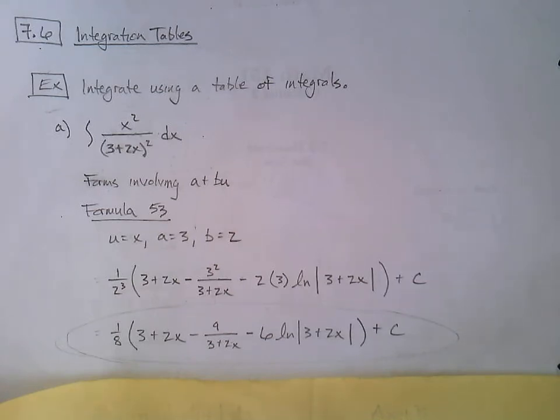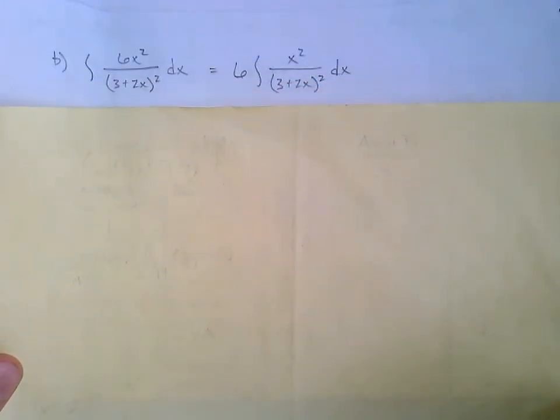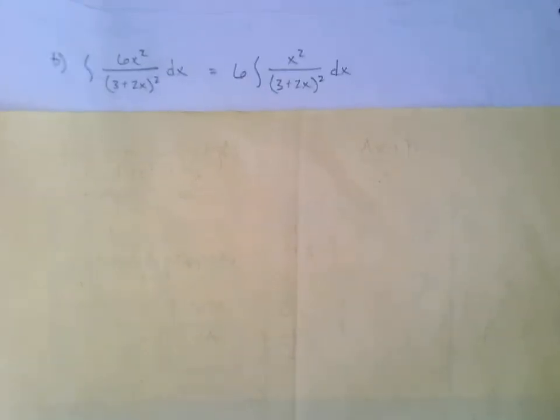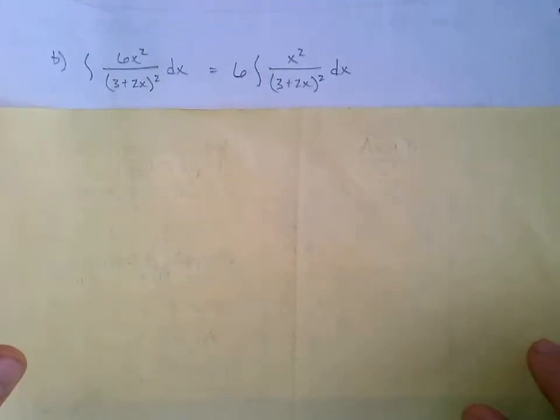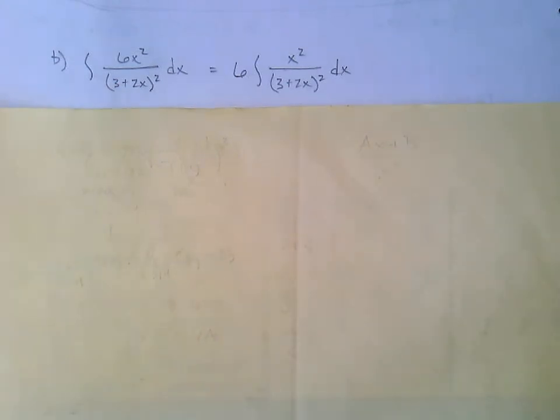Okay, very nice. I think we have time for another one. Let's take a look. Well, looks like I wrote the first line. That's okay. Let's pretend. Oh, bump the table. Let's pretend we've got integral 6x squared over 3 plus 2x quantity squared dx.